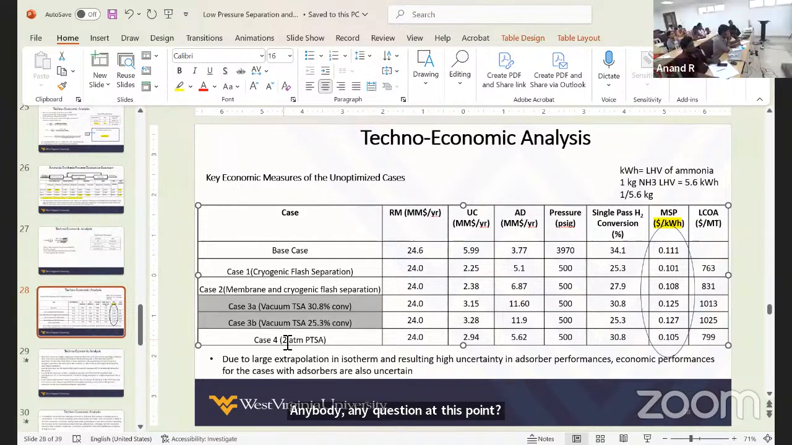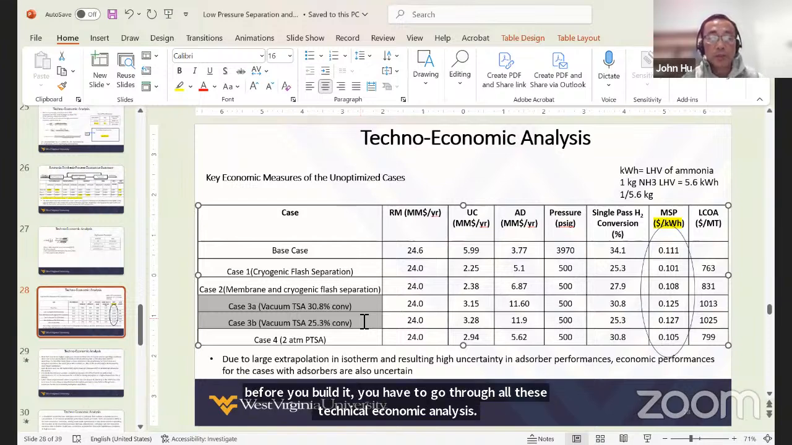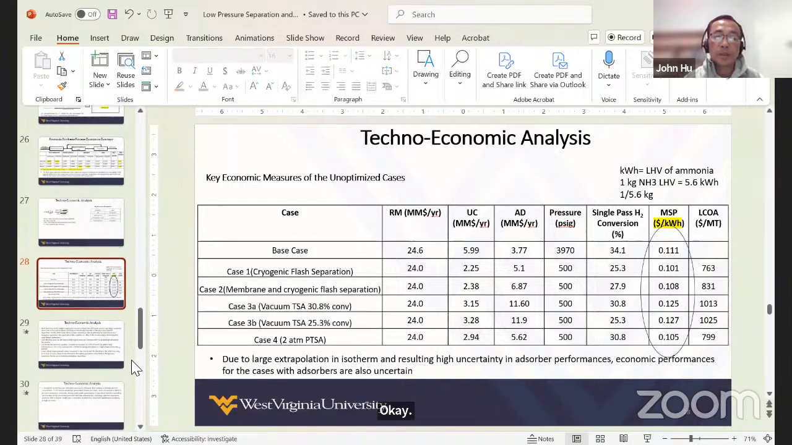Yeah, this is very important because TEA analysis is not just an after-the-fact interpretation. In most industrial processes, they use this even before you do R&D or before you build a plant. Some technology doesn't need research and development because it's already there. But even then, before you build it, you have to go through all this techno-economic analysis to make sure you make money before you even invest. Okay. Understand? Any questions? Okay, no questions?